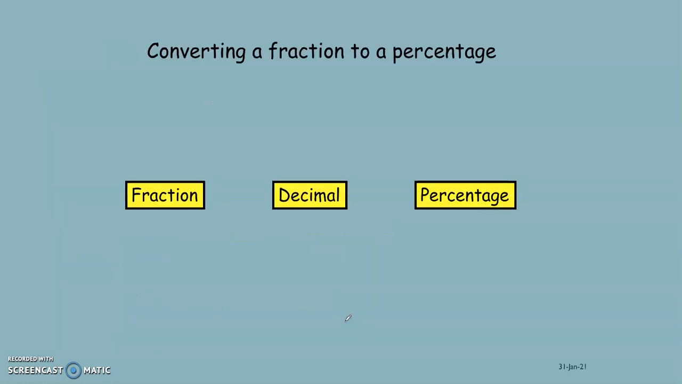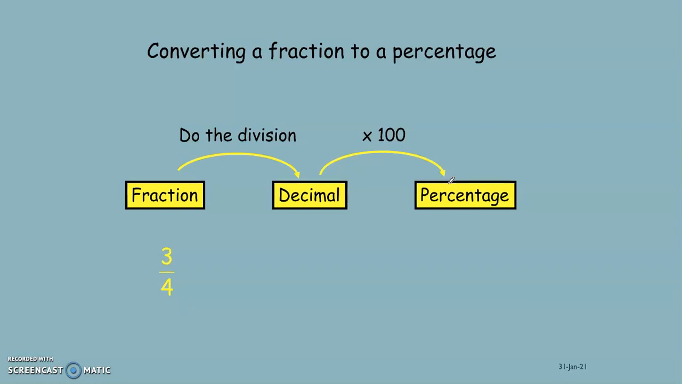Right, so if we're converting a fraction to a percentage, the first step we do is to take the fraction into a decimal. To do that, we simply do the division, okay? After we've gone from a fraction to a decimal, we then jump from a decimal to a percentage. And to do that, we multiply by 100 because we know that percent means out of 100, okay?